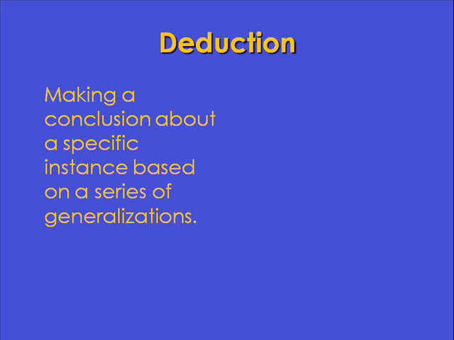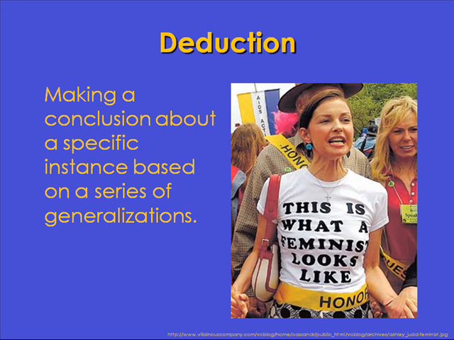When using deduction, a writer makes a conclusion about a specific instance based on a series of generalizations. An example would be to say that all feminists believe that men and women should have equal rights, and Ashley Judd is a feminist, so it follows that Ashley Judd must believe men and women should have equal rights. Since most of your writing will involve using inductive reasoning rather than deductive reasoning, we will move on to induction.